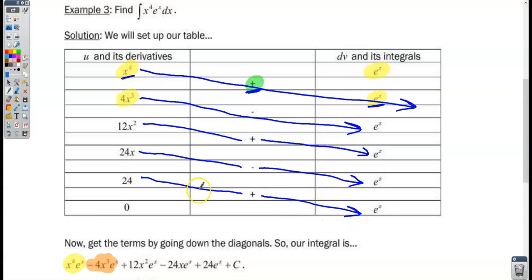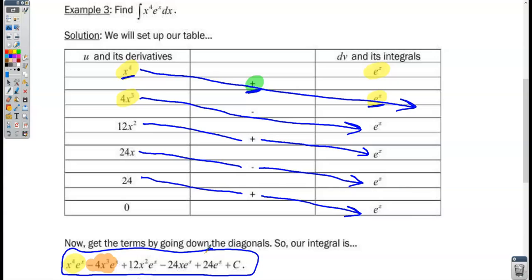Multiplying down the diagonal, 24 times a plus sign times e to the x gives me plus 24 e to the x. And now I've reached the bottom. This diagonal hit the bottom row on the dv column. So I'm done. I add my constant of integration. And there's my answer. And if you think back to our last video on multi-step integration by parts, you can probably imagine how much writing we would have had to do in order to get this answer using that technique. So tabular integration can be really helpful for saving the amount of writing that we need to do.